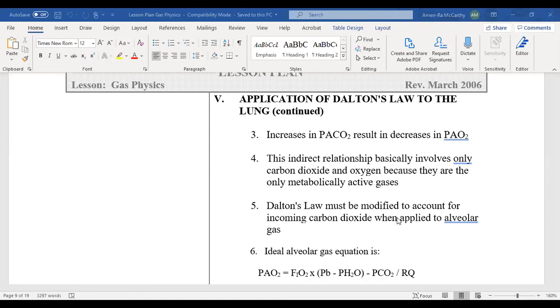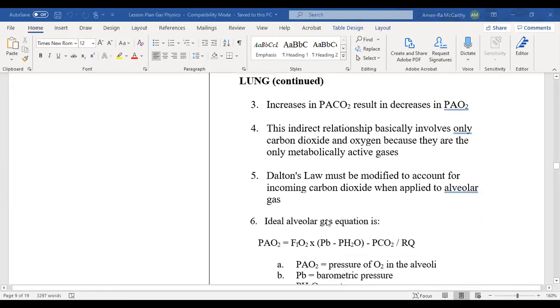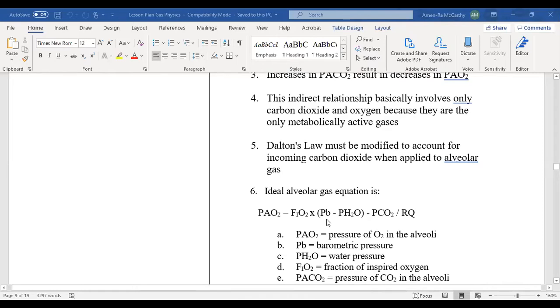Dalton's law must be modified to account for the incoming carbon dioxide when applied to the alveolar gas. So it has to be modified by subtracting it out, and that's why we subtract it out. And this is it right here, once again, what you've already learned. P big A O2 equals the FiO2 times the barometric pressure minus the water vapor, minus the CO2 divided by the RQ. Nothing new.